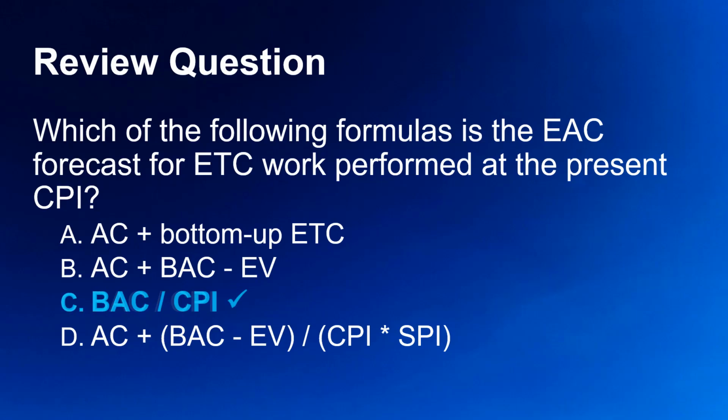The correct answer is C. BAC divided by the cumulative CPI. This formula assumes that what the project has experienced to date can be expected to continue in the future.